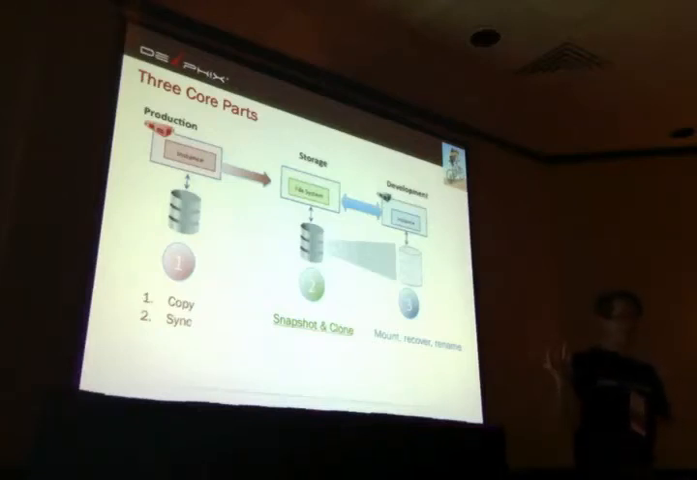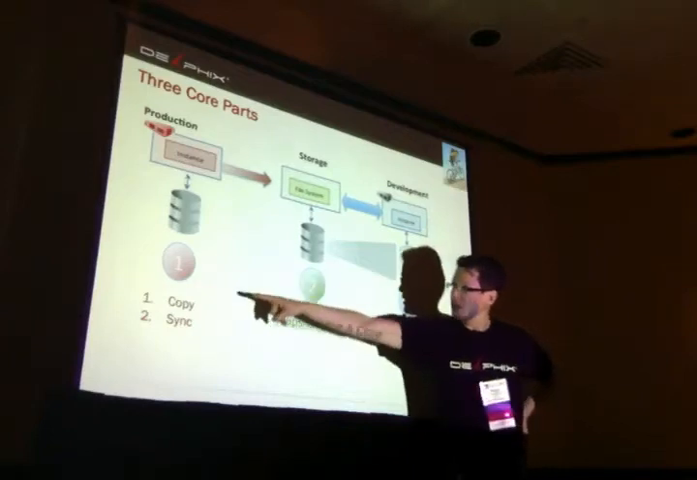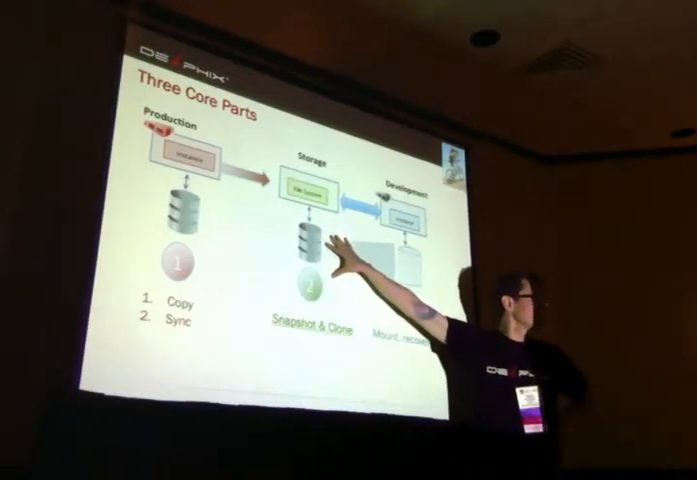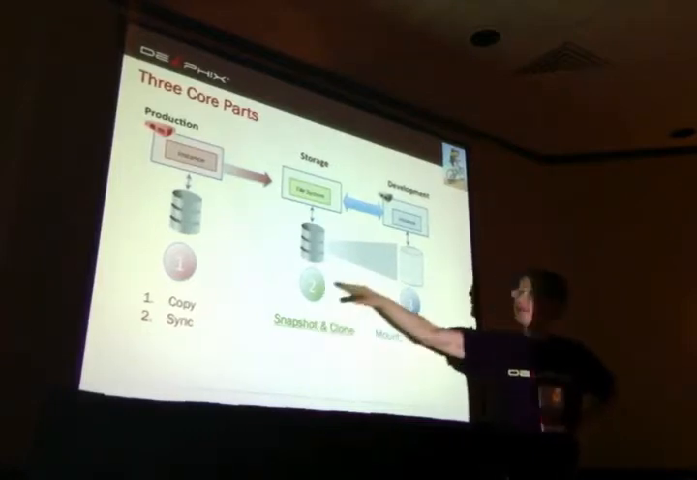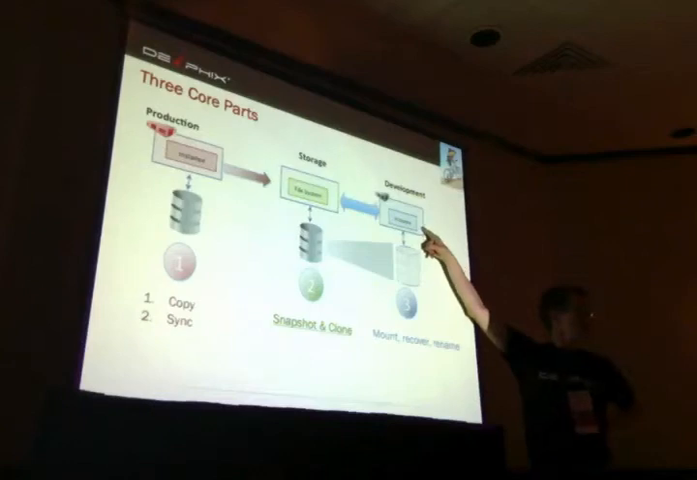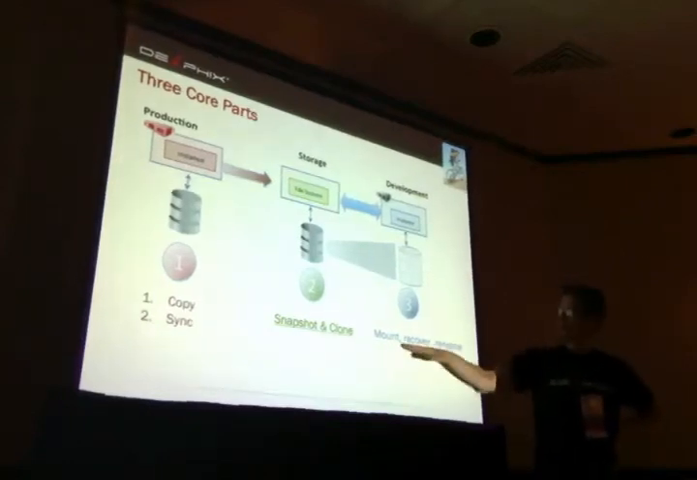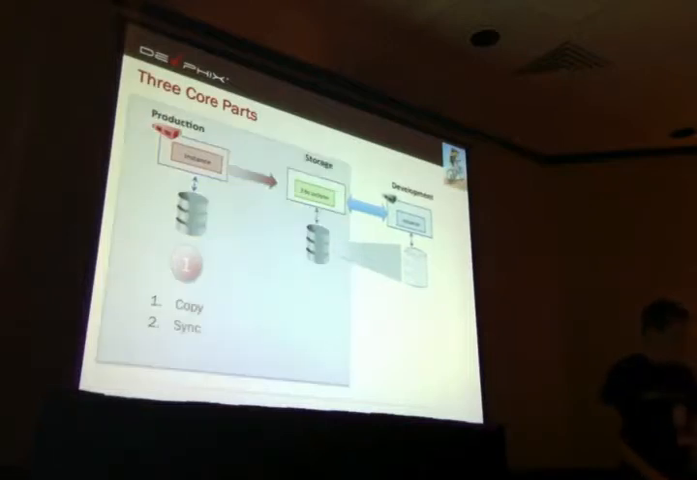So this idea of creating thin clones has like 3 components. One, I need to copy the source database to some non-production storage. That storage needs some snapshot technology. And then I need to be able to export that file system to a machine that's going to run the clone instance. I need to mount it, recover it, rename that database. So let's look at the different parts of this.